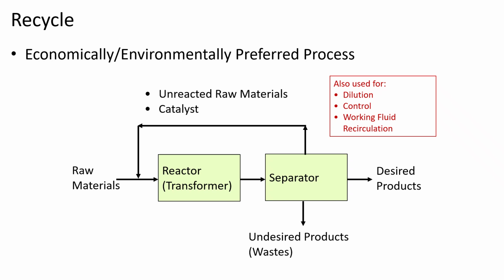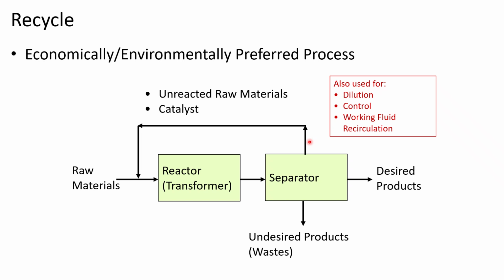A preferred way, both economically and environmentally, instead of separating out only the desired products, is to separate out in the separator the unreacted raw materials as well as any catalyst that might have been used to enhance the reactor. A catalyst is typically added to accelerate the rate of reaction or to make it more specific. And we'd like to be able to reuse that instead of sending it through just once and then having to buy more catalyst.